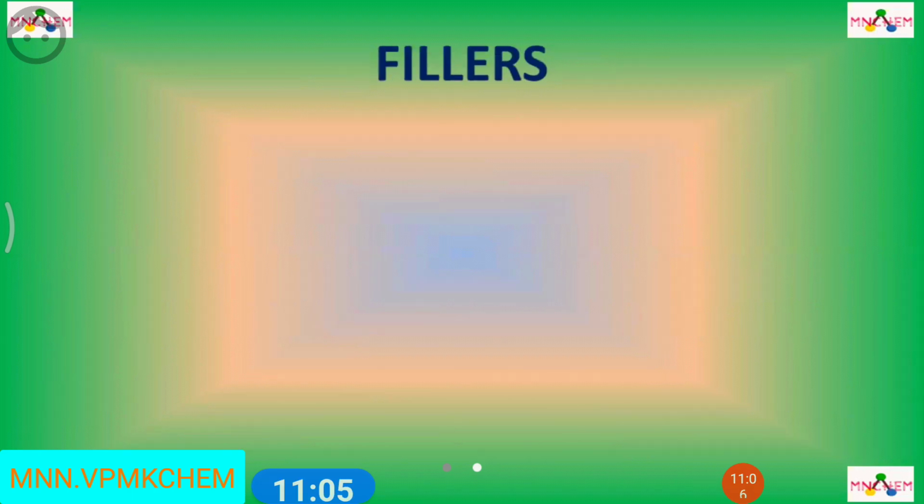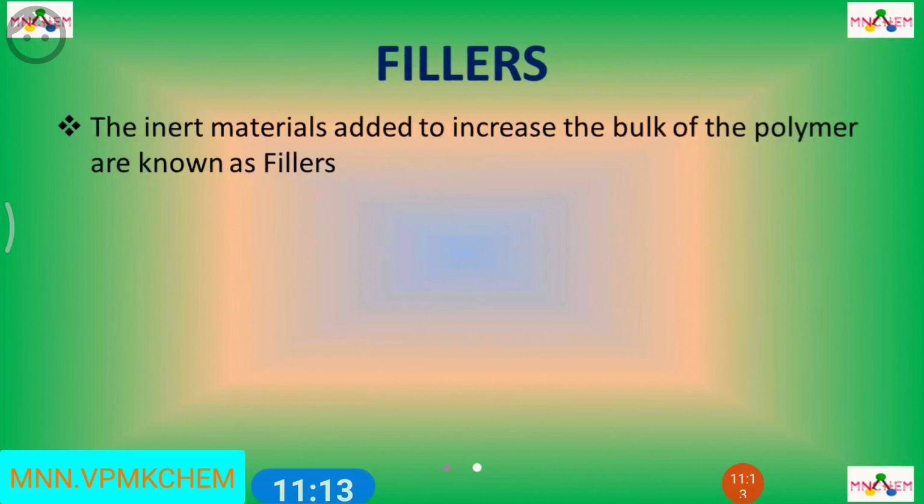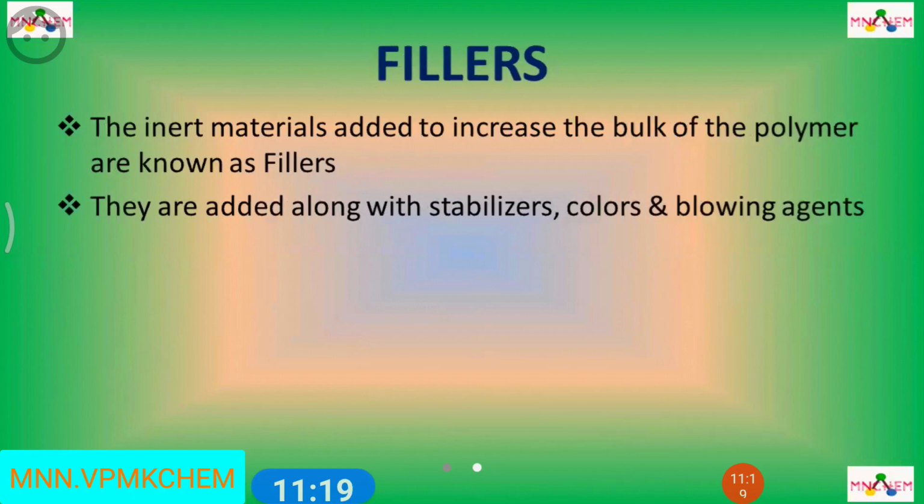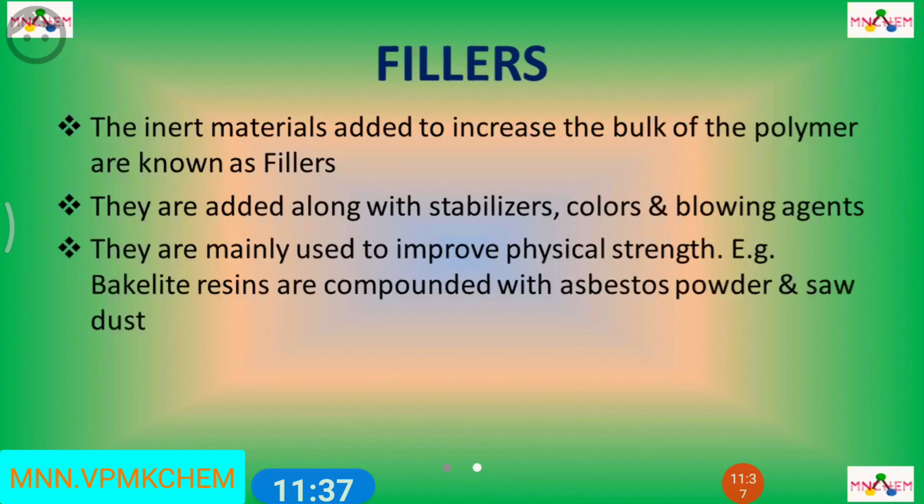The third type of additives are known as fillers. What are fillers? The inert materials added to increase the bulk of polymer. Now they don't have any specific role like your stabilizers or plasticizers, but they are required for certain purposes. They are added along with the stabilizers, colors, and blowing agents. They are used to improve the physical strength of a polymer.